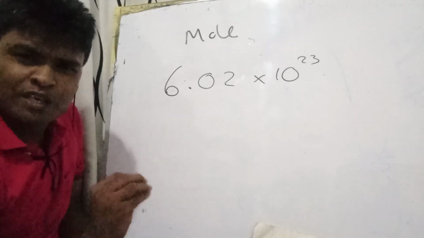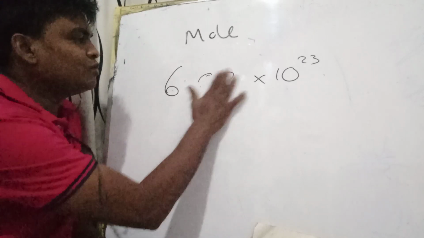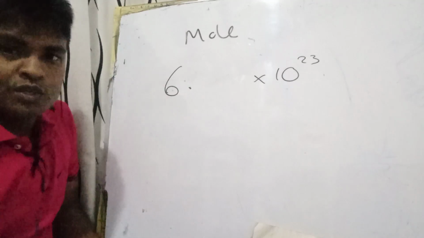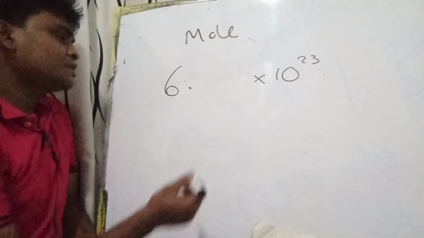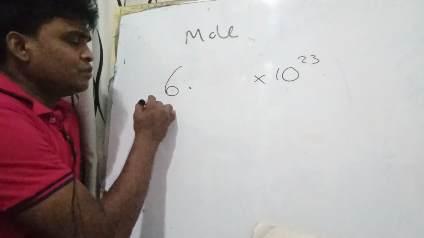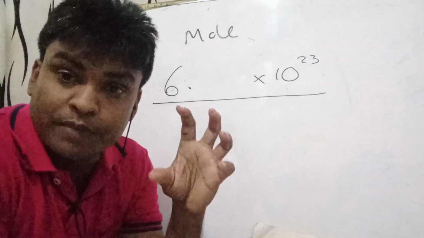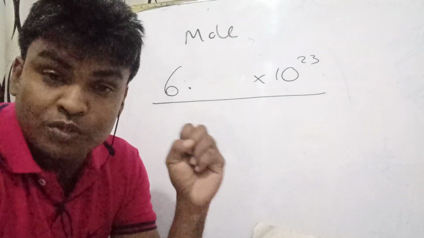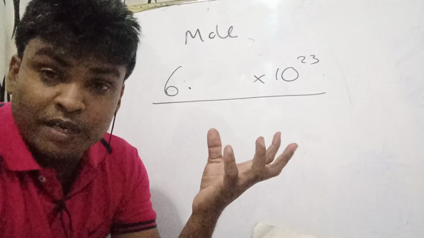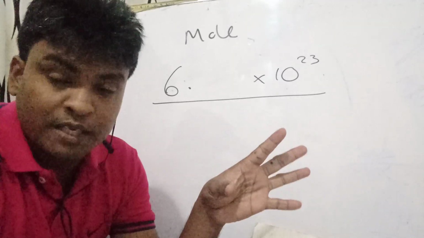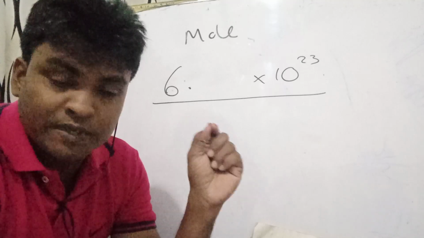Just imagine I will reduce my amount of money a little bit. I will remove this decimal number, so roughly I have 6 into 10 to the power 23, right? Now I think that this much big money, 1 mole of rupees, is more than enough for me. I am going to give this money to the whole world population, to each and every person in this world, right?